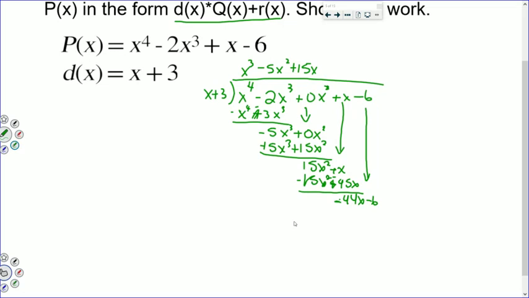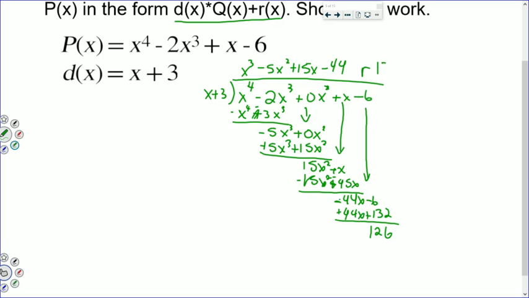Then we have, what do we multiply x by to get to negative 44x? We multiply it by negative 44. So negative 44 times x is negative 44x. Negative 44 times 3 is, let's see, it's 120 plus 12, that's 132. So negative 132. Change the signs and add. So that becomes 0. Negative 6 plus 132 is 126. And that is our remainder.